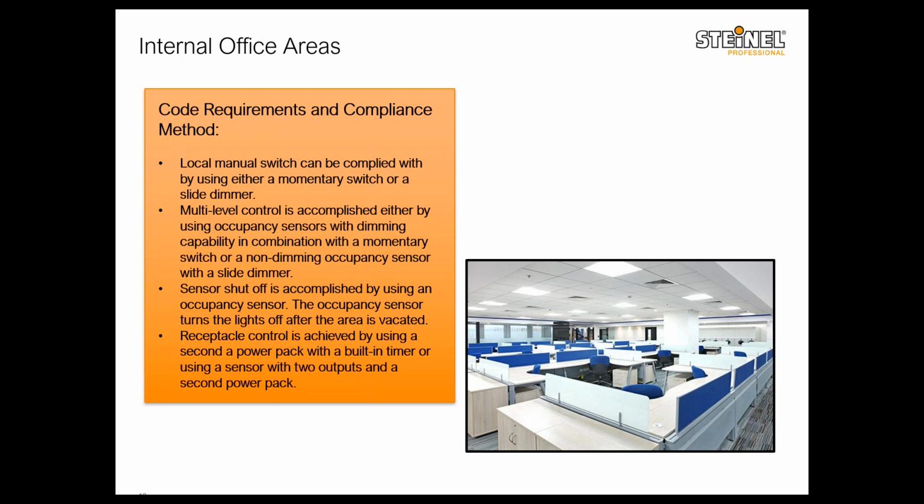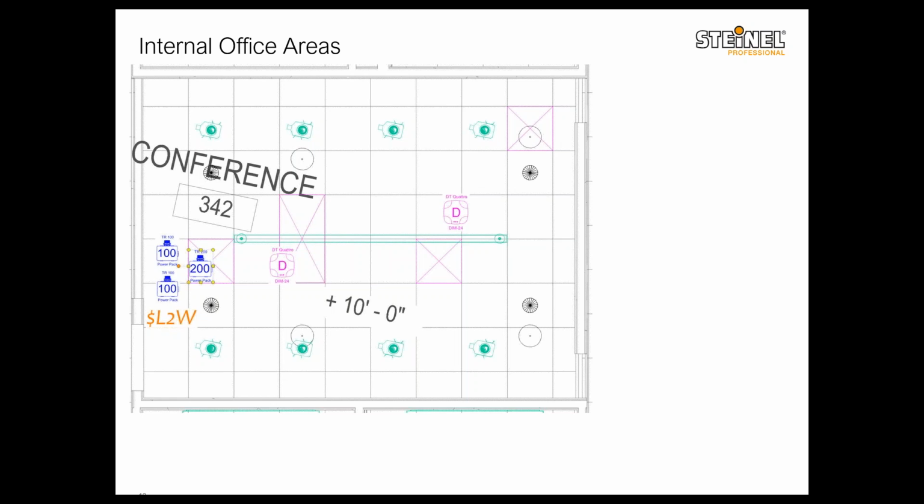Now let's have a look at what applies to these areas and what doesn't. They pretty much fall into the same category as small private offices. So you need a manual override switch, you have multi-level dimming, you need to have an occupancy sensor of some sort, and you need to have receptacle control.